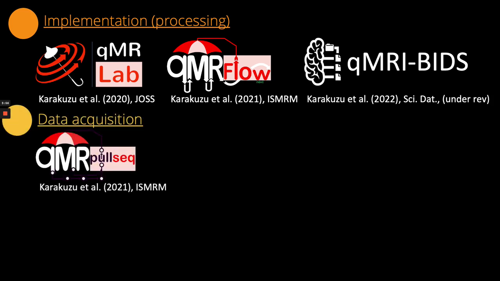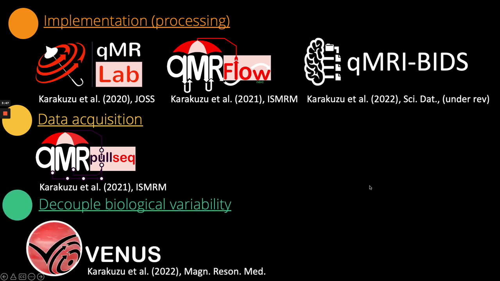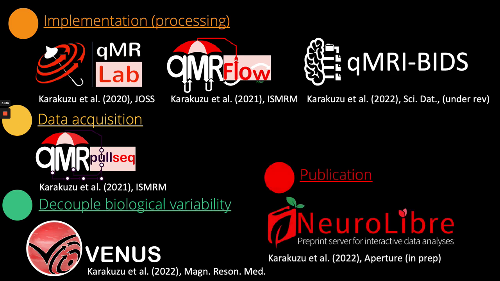At the acquisition level, I developed QMR-PulseSeq, which are open source MRI pulse sequences under version control on GitHub, and we recently showed that combining these solutions does reduce variability and named this open and vendor neutral approach to quantitative MRI VENUS, coming from vendor neutral sequences. And finally, on the publication front, there is NeuroLibre. It is a preprint server for interactive data analysis where you can reproduce what you calculated at the scanner site in a web browser.